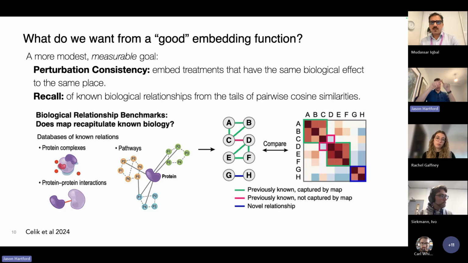And so what we can do is look at cosine similarities, look at the tails, look at the most cosine similar genes, and I want those to recall known protein-protein interactions that occur in biological databases. Okay, does that make sense?